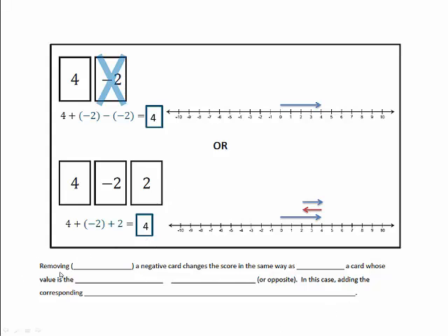If we want to fill out the work at the bottom, removing or subtracting a negative card changes the score in the same way as adding a card whose value is the additive inverse. Remember, that means opposite. In this case, adding the corresponding positive value, which means 4 plus negative 2 is the same as 4 plus 2. So 4 minus negative 2 is the same as 4 plus 2.